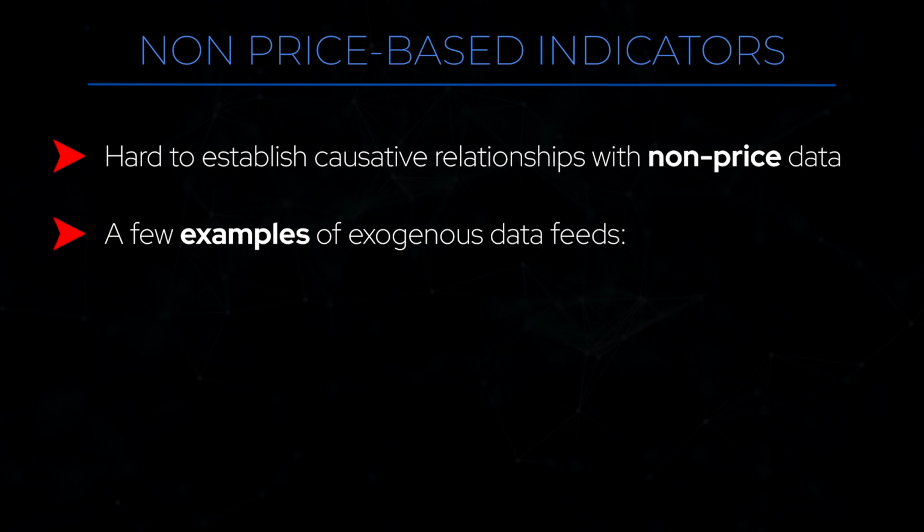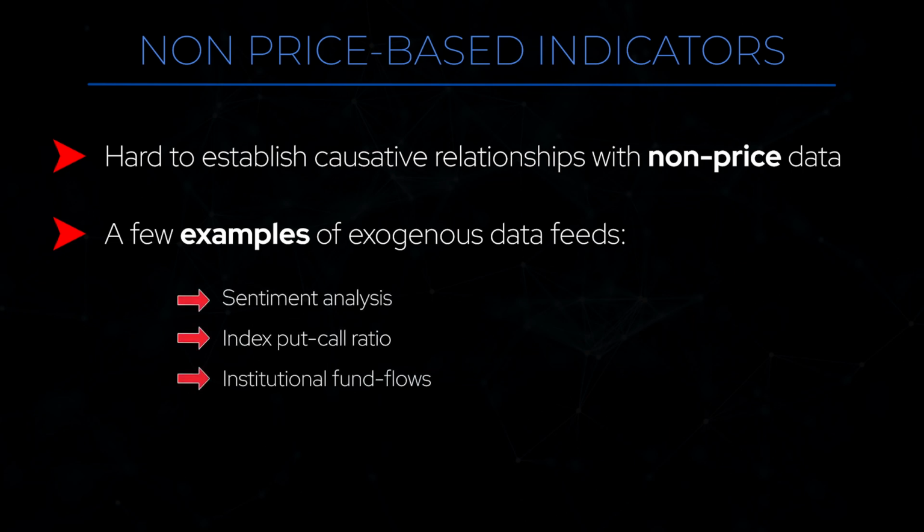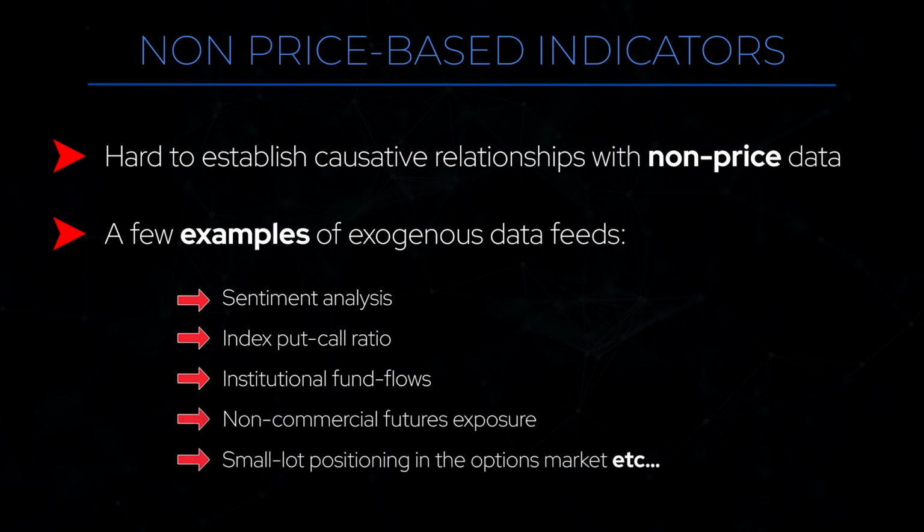For example, you could overlay such exogenous data as sentiment analysis, the put-call ratio of a given index, institutional fund flows, the level of non-commercial futures exposure, or the retail positioning in index options, etc. Once again, the goal remains to be able to use this additional input as an override to existing algorithmic rules in order to either disconnect the system before it would on its own and potentially reduce risk, or have it redeploy capital before the trading rules would allow and potentially increase return.